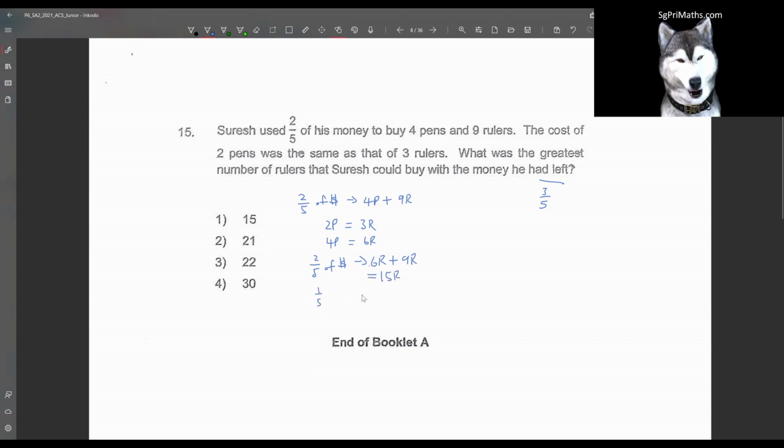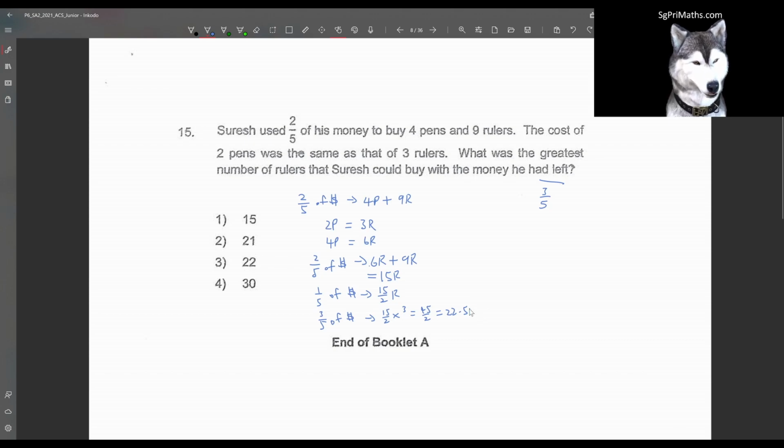1/5 of money will be 15 over 2 rulers. Then 3/5 of money equals 15 over 2 times 3, which equals 45 over 2, equals 22.5 rulers, which at most is 22 rulers. So the answer is option 3.